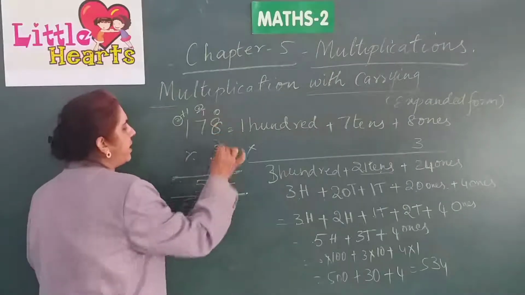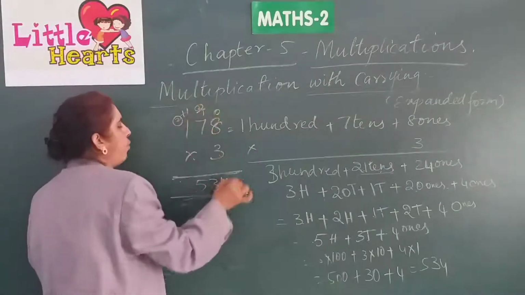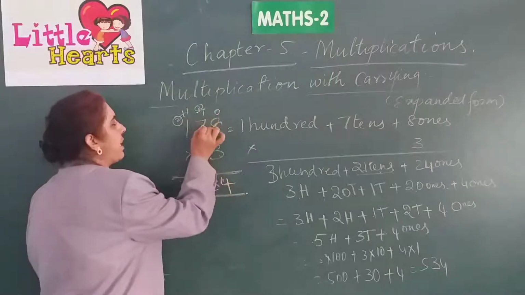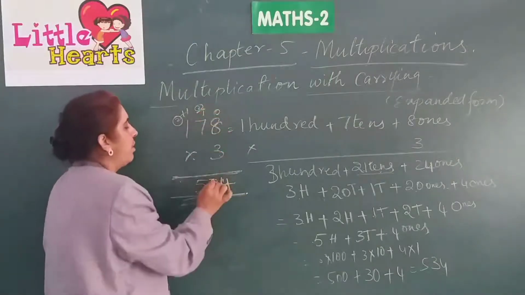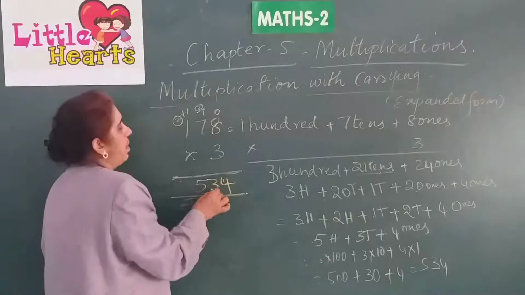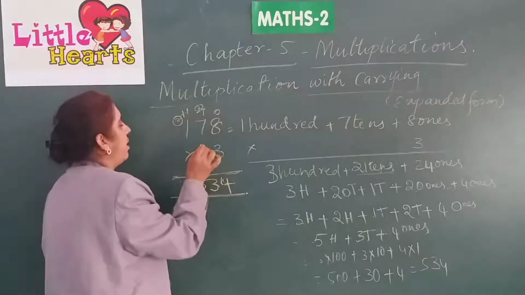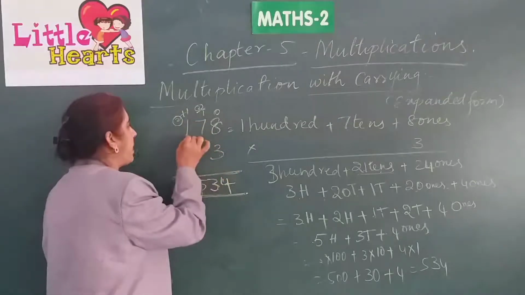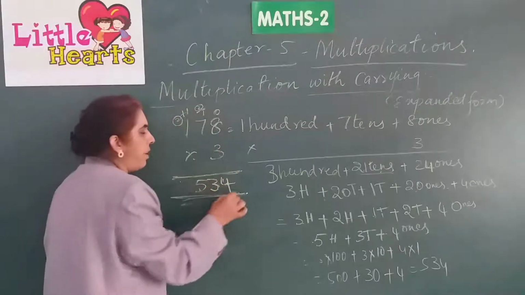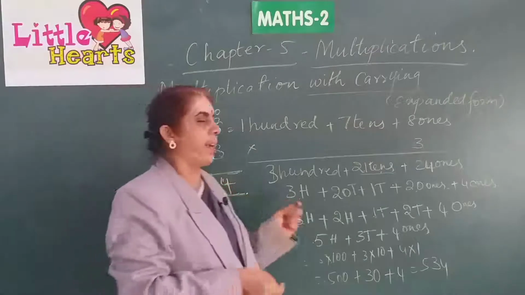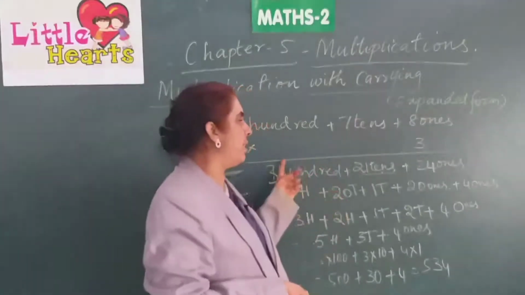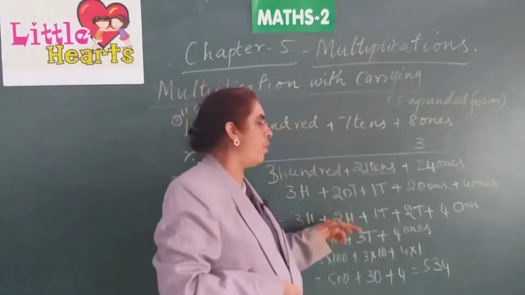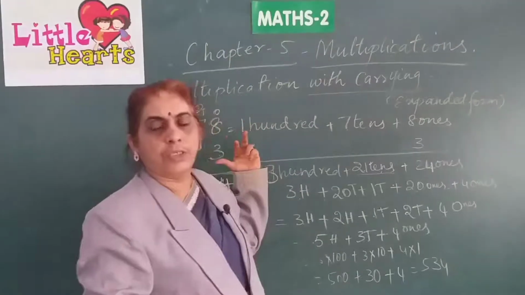See, 3 8s are 24, write 4 in the ones place and carry 2. 3 7s are 21, plus 2 is 23, write 3 in the tens place and carry 2 to the hundreds. Multiply this 1 by 3, 3 ones are 3, plus 2 is 5. So 534. In this way, you can multiply a 3-digit number in expanded form and also in the short method.